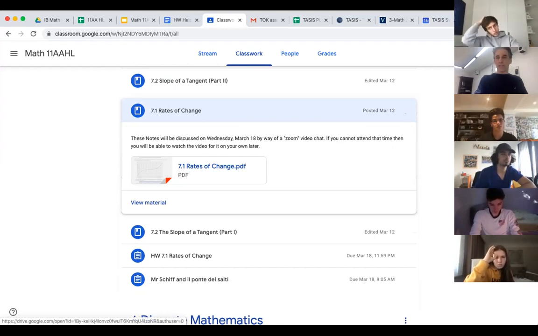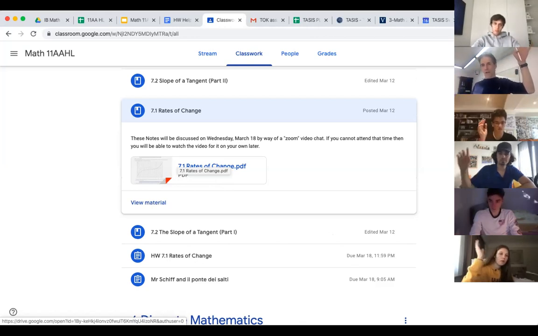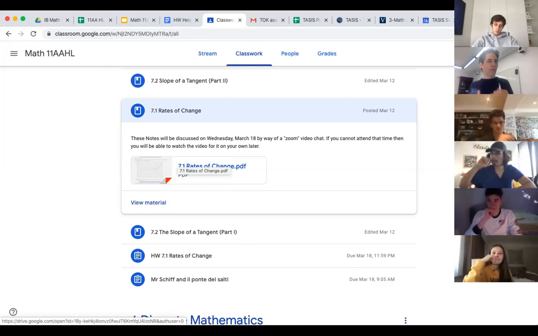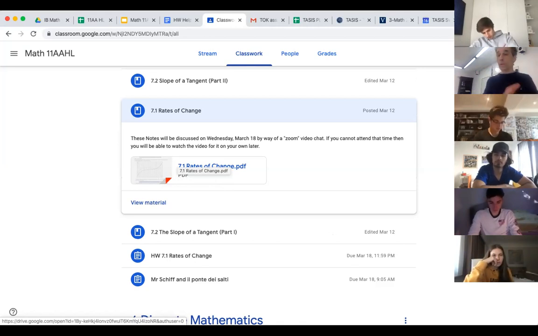Did you guys get a chance to print this off? The rates of change notes? How many people got it? I see Mateo's got one there. How many people are still not? Hands up right now if you don't have that. Okay. All right, so just follow along with me and then you can go print it at your leisure. I'm gonna annotate some notes and then I'm gonna upload them back up here so you can just follow along and answer questions.